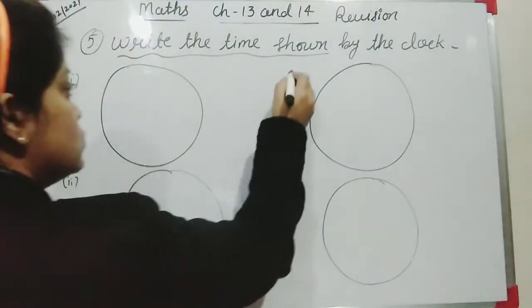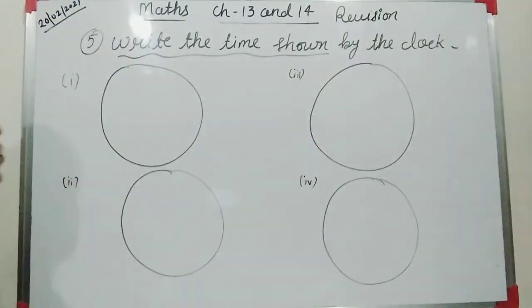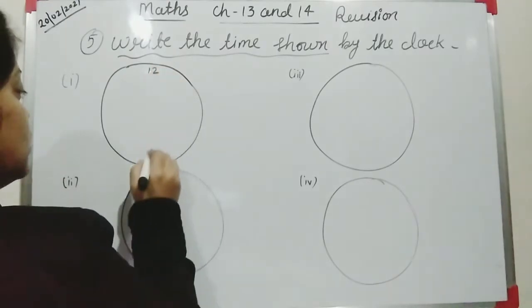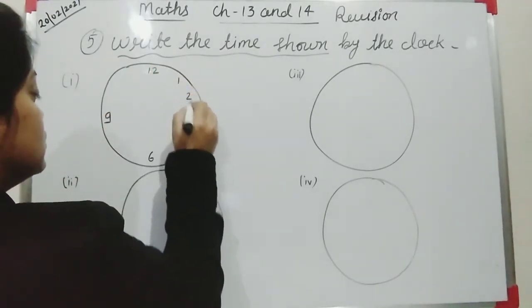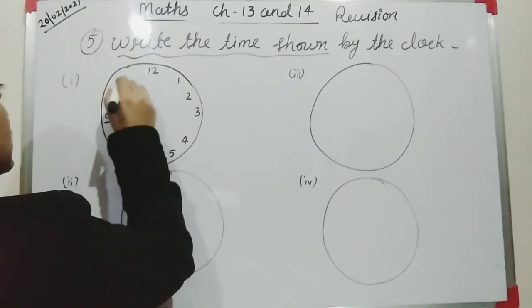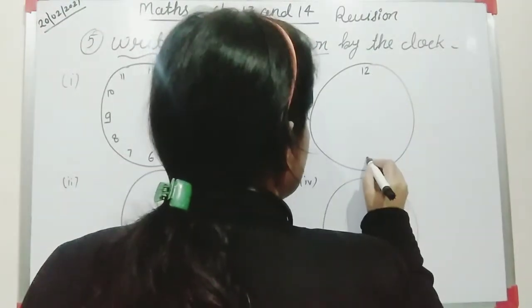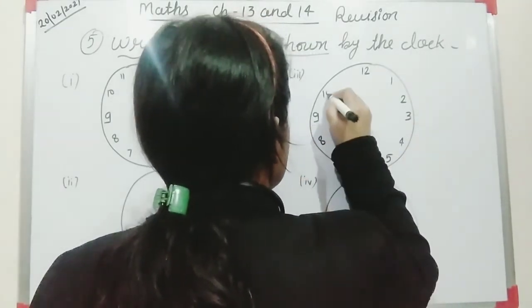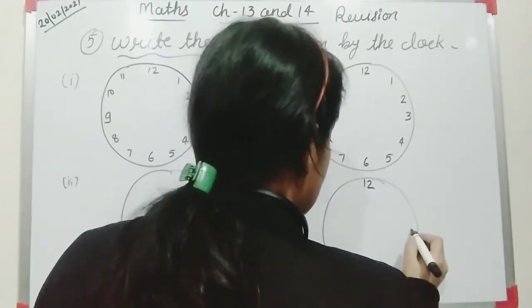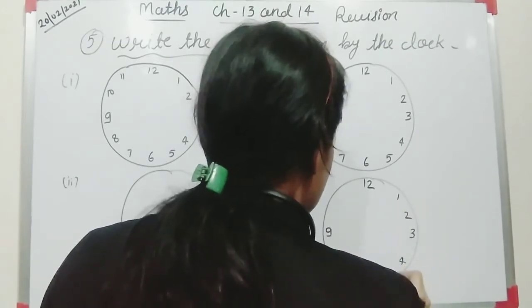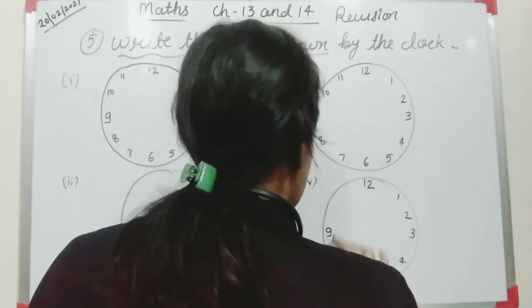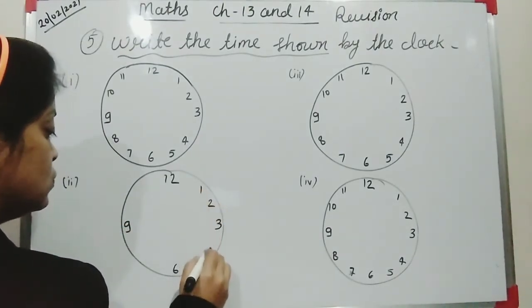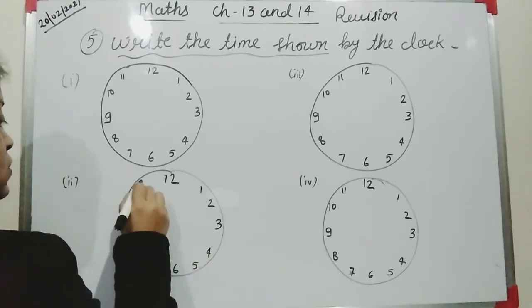One, two, three, and four. Okay, now I am going to write the numbers on the clocks: 12, 6, 3, 9, 1, 2, 4, 5, 7, 8, 10, 11.